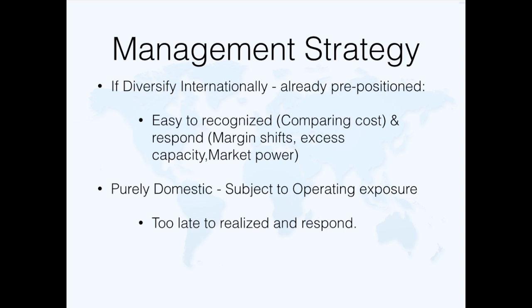On the other hand, purely domestic companies are subject to operating exposure, because it is too hard for them to recognize it by comparing with others, and also too hard for them to respond to operating exposure by relocating their resources.